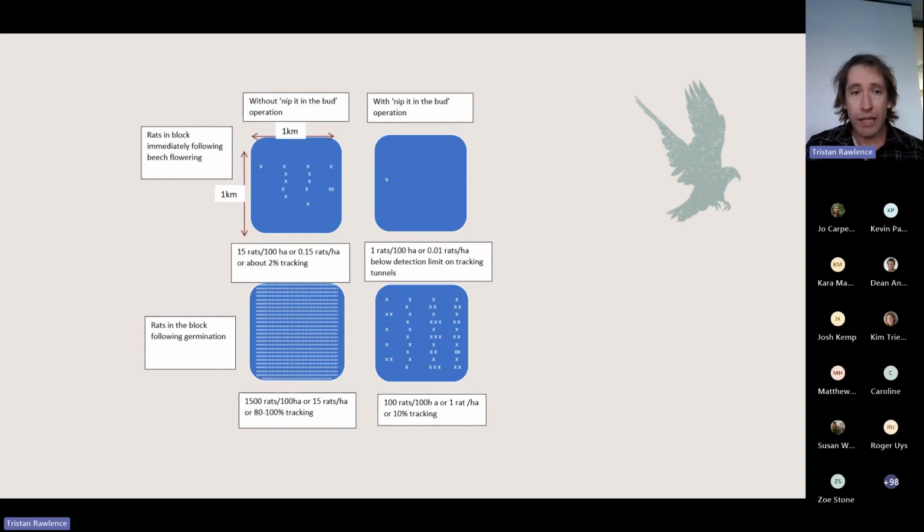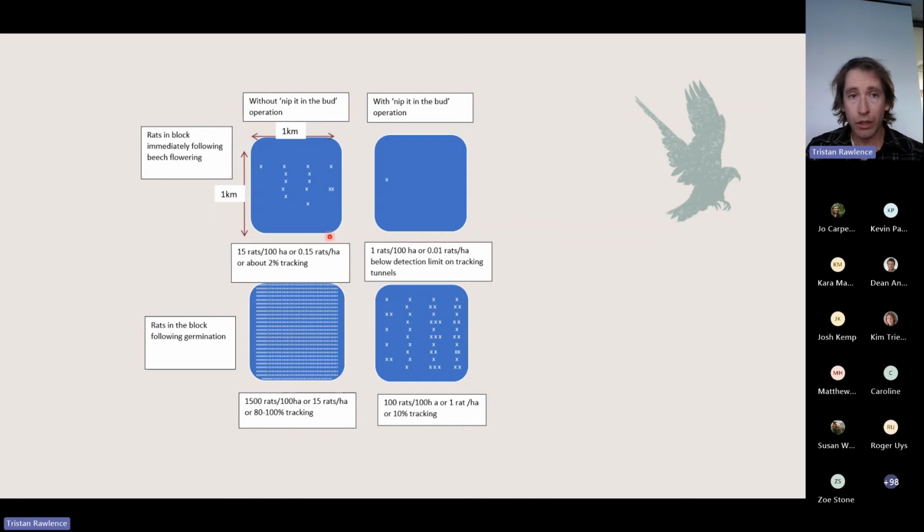Now, if these rats in this block here go through the beech mast and grow at the maximum rate that we've seen them grow at over mast periods, we'd be looking at about 1,500 rats in that 100 hectare block at the end of the mast period. And that's about 80 to 100% tracking. So that's this bottom left square.